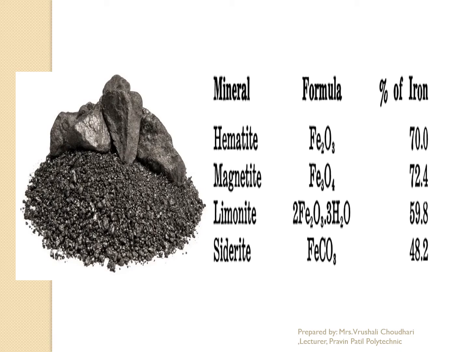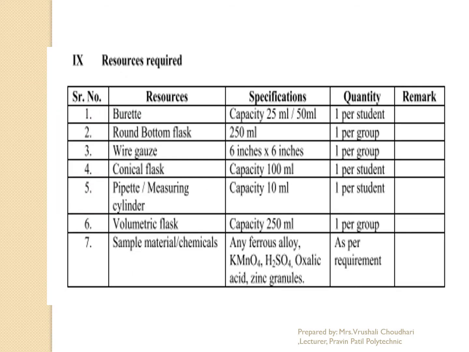These are the ores of iron: hematite, magnetite, limonite, siderite, which contain Fe2+. The approximate percentage is 70% of iron. If it is less than 70%, it is not suitable for extraction. So today we are going to determine how much Fe2+ is present in a given ore sample. For that, we have already done extraction of the ore.